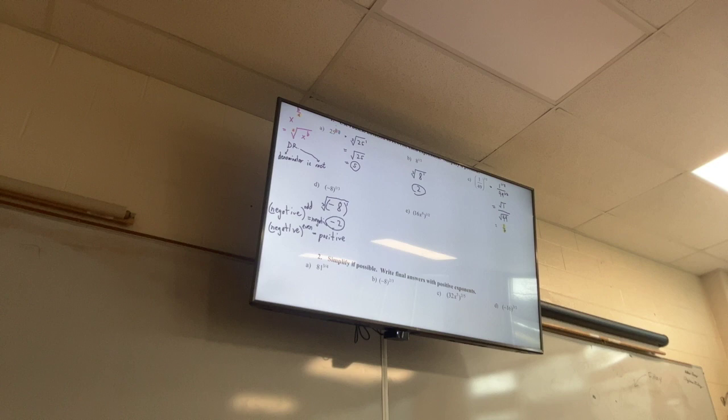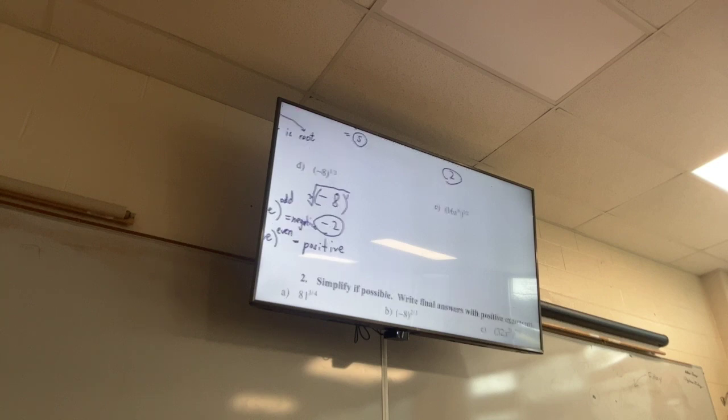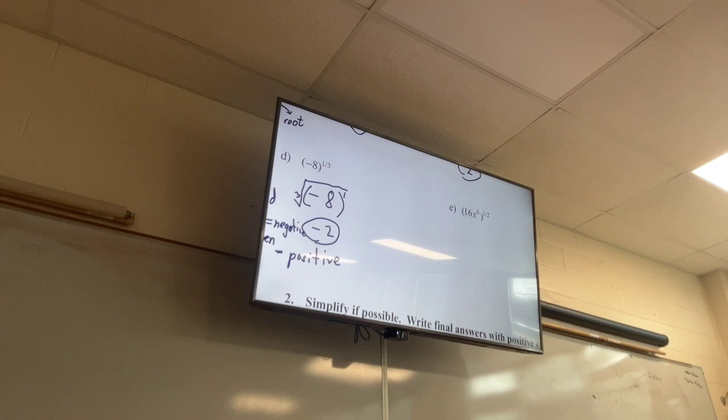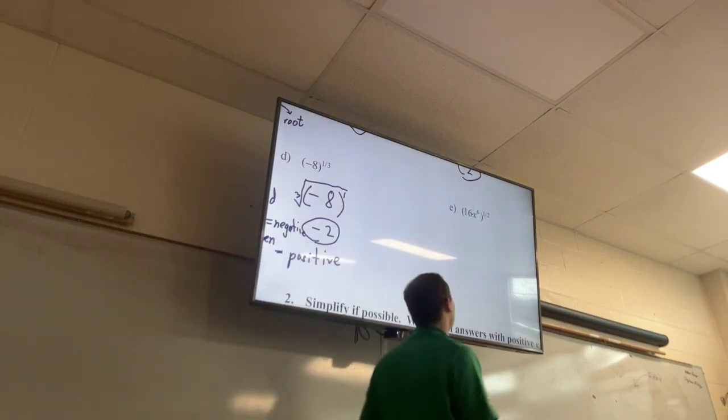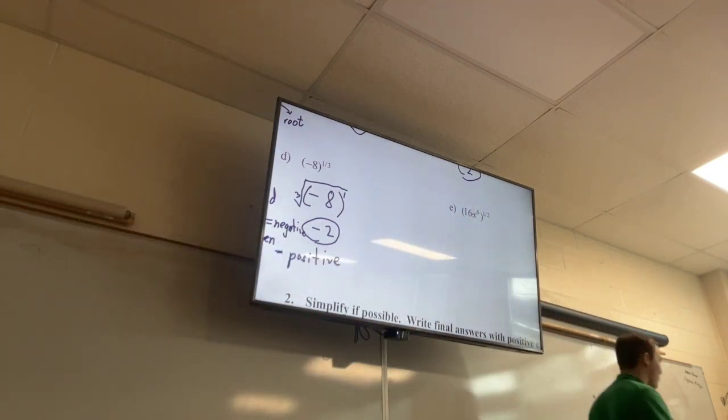All right, number E. So I have a times symbol inside my parentheses there, right? Remember 16x to the 6th? That's just 16 times x to the 6th, right? Because I have a multiplication symbol and not an addition or subtraction, I can do what with my exponent?